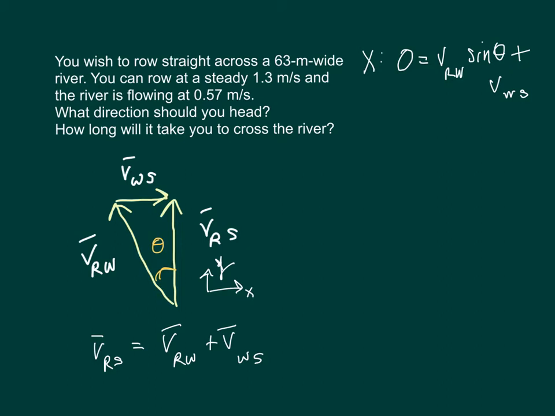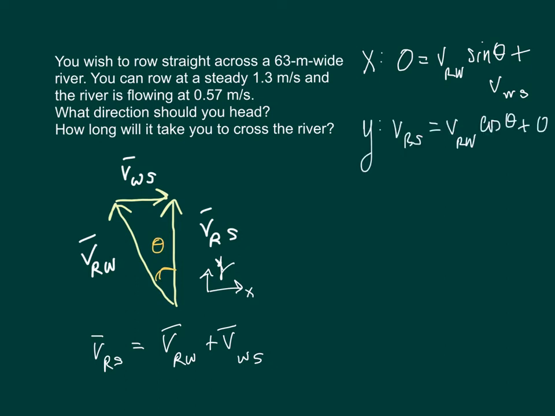So given that coordinate system, we can write down the x component of this vector equation. So the x component of the velocity vector rs is simply 0. The x component of the velocity vector of the rower with respect to the water, we'll need to use this angle theta. And the x component of this vector, which will be along this direction, of course, is opposite over hypotenuse, so we use the sine function. And then finally, the x component of the current, the water with respect to the shore, is just this full magnitude.